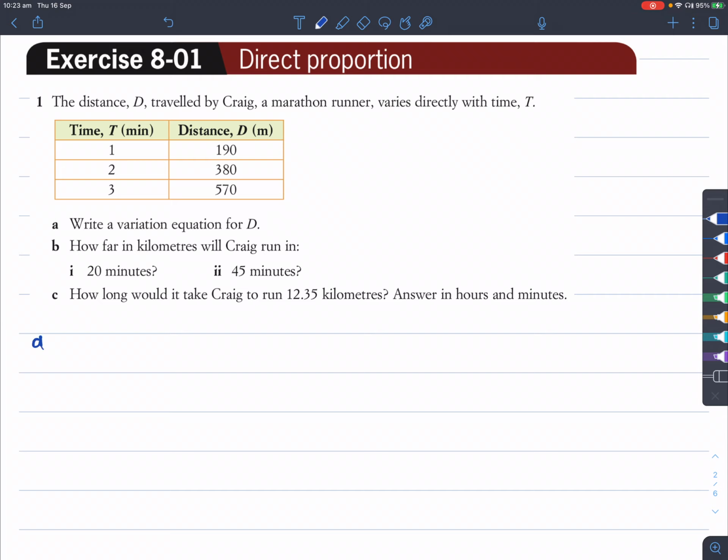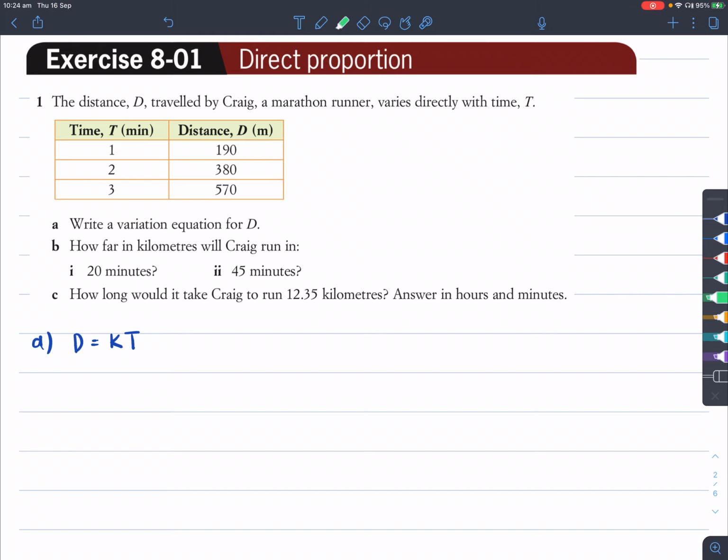Question A: write a variation equation for d. We start off by writing D, capital, equals k times the time. So instead of y equals kx, we have d equals kt now. And what we need to do is find this constant of variation.